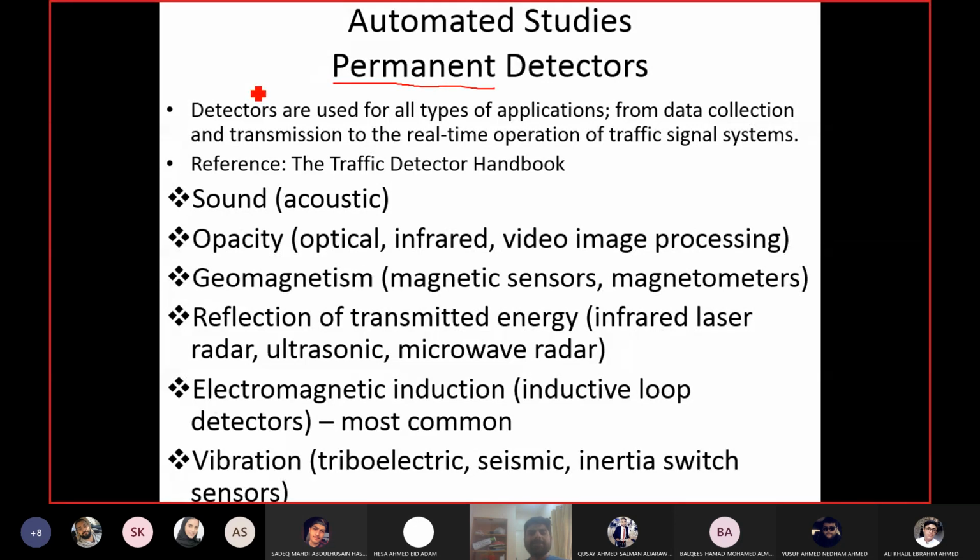Okay, and it makes sense, right? It makes sense. You are putting the detector to get the data, and the detector is permanent. So I cannot remove the detector to get the data in my office. So the detector itself should have the ability to transmit the data itself. Okay, otherwise it is useless. It is just recording the data for who? So the permanent detectors come with transmission systems by which you can record the data.